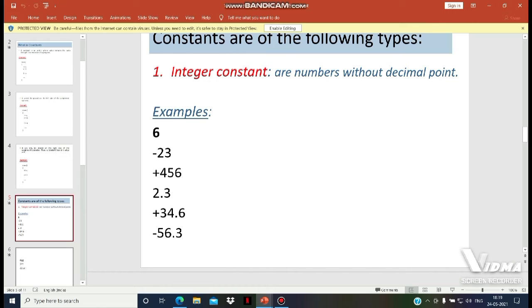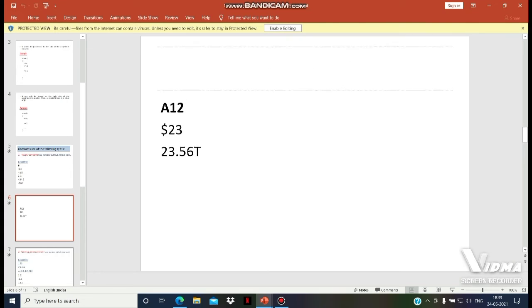34.6 is not an integer constant because it has a decimal point. Minus 56.3 is also not an integer constant because it has a decimal point. Next, A12 is also not an integer constant because no special character should be used in an integer constant. Only digits should be used, and the digits should range from 0 to 9 only. We should not use any special characters or any letters. A12 is an invalid integer constant. $23 is also invalid. 23.560 is also invalid.